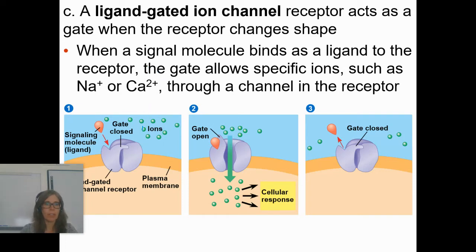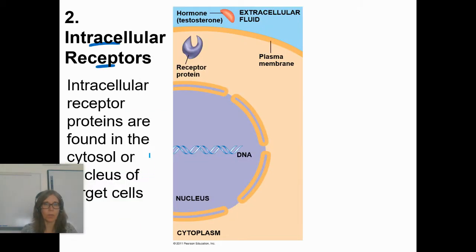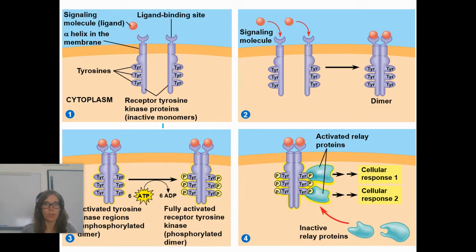Welcome to AP Biology. I want to talk about two different types of receptors today. We'll talk about ligand-gated ion channel receptors, and then we'll also talk about intracellular receptors. And I want to compare that first one to the receptor tyrosine kinases that we talked about last time. With this receptor protein, it's both a receptor protein and an enzyme, right? It's an enzyme that phosphorylates the next molecule.